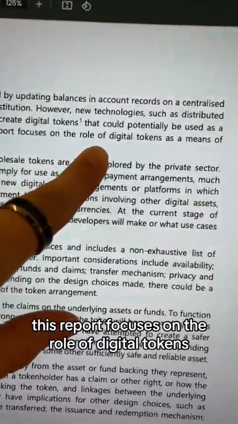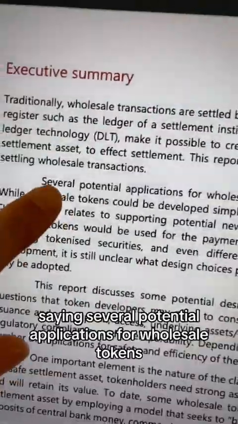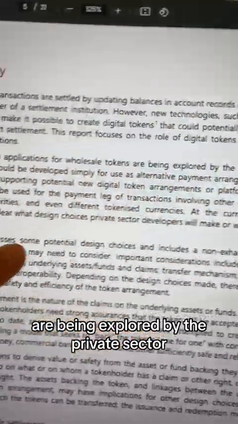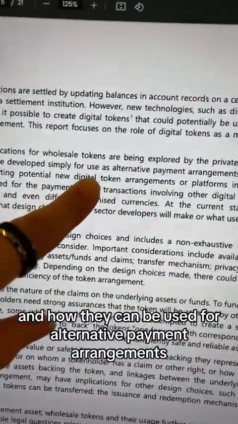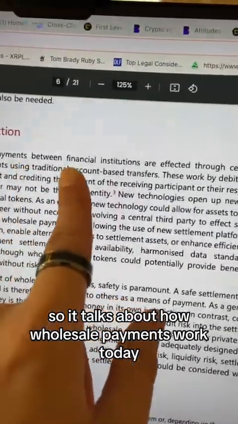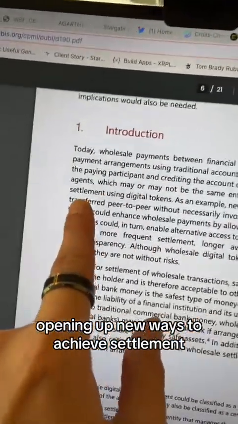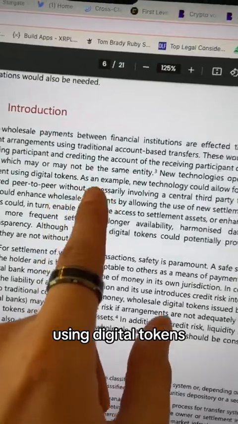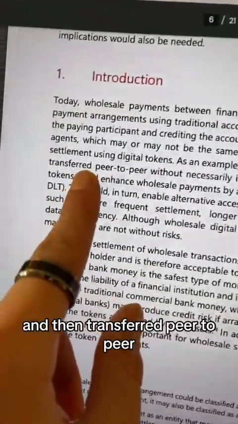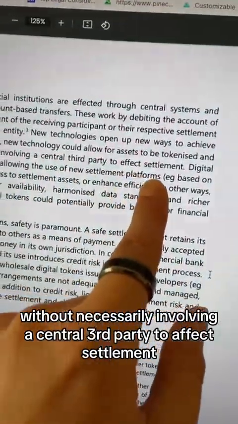This report focuses on the role of digital tokens as a means of settling a wholesale transaction, saying several potential applications for wholesale tokens are being explored by the private sector and how they can be used for alternative payment arrangements. So it talks about how wholesale payments work today, but then it goes into new technologies opening up new ways to achieve settlement using digital tokens. As an example, new technologies could allow for assets to be tokenized and then transferred peer-to-peer without necessarily involving a central third party to effect settlement.